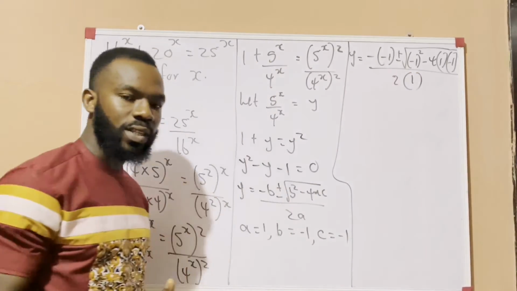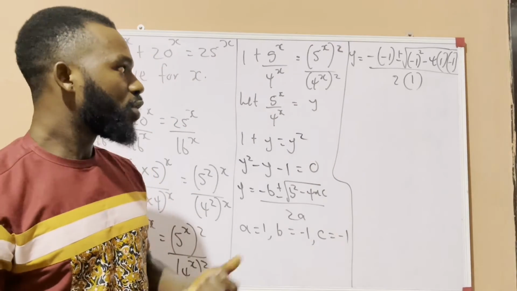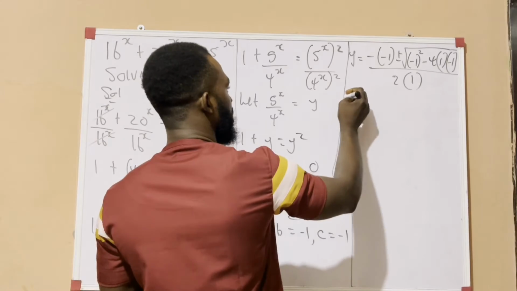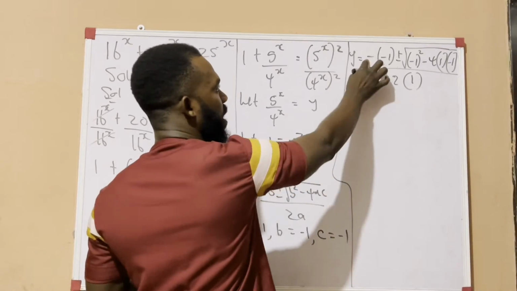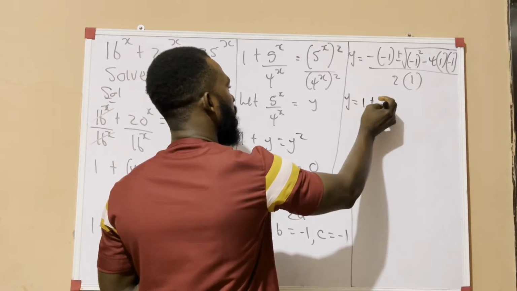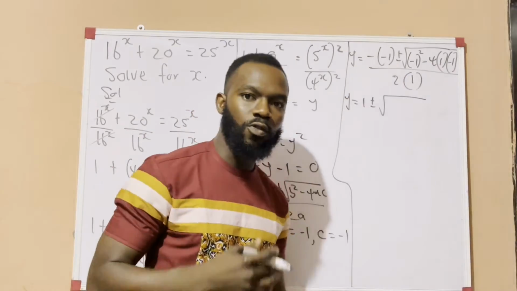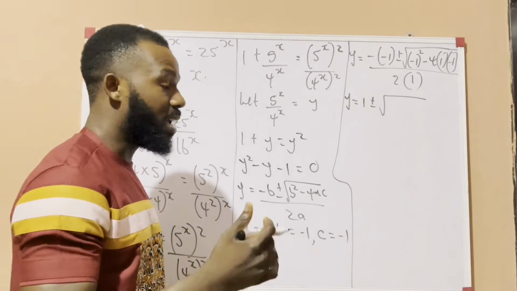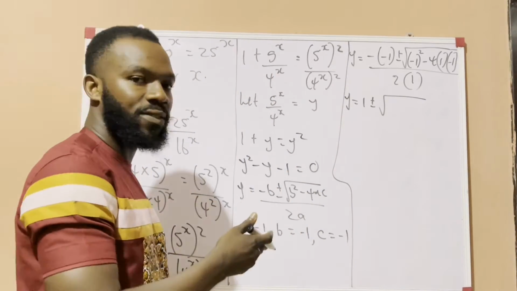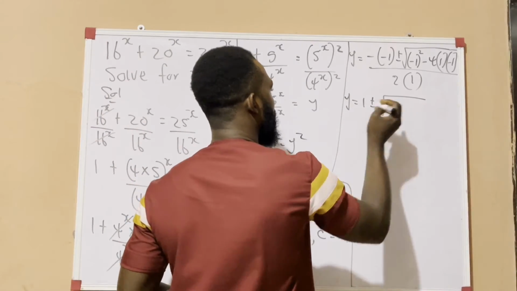Now we have successfully substituted the values in the formula, so let us proceed. Y is equal to, now negative times negative is positive, so we have a positive 1 plus or minus the square root of negative 1 raised to the power 2, which means negative 1 times negative 1. That gives us a positive 1, because a negative sign times a negative sign is a positive sign. So here becomes 1.